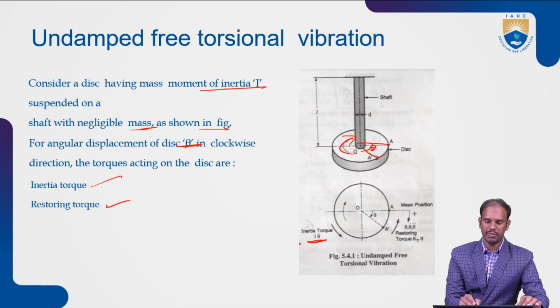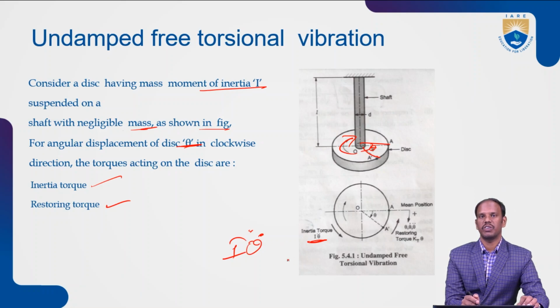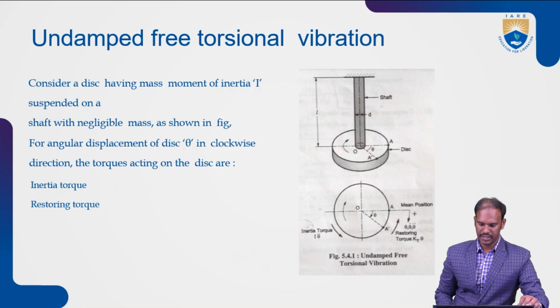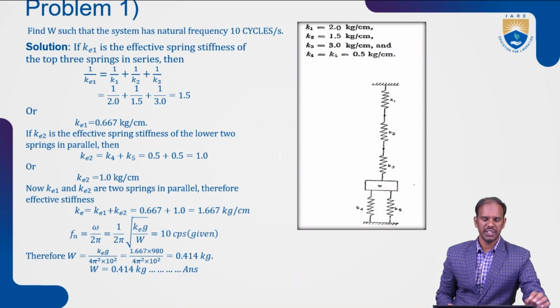The inertial torque is I into theta double dot. It is the same as the linear case, but here it is in terms of rotation, the acceleration of the angular rotation. The restoring torque we can write as kt, the torsional stiffness, into theta, under torsional rotation. This is the same thing.